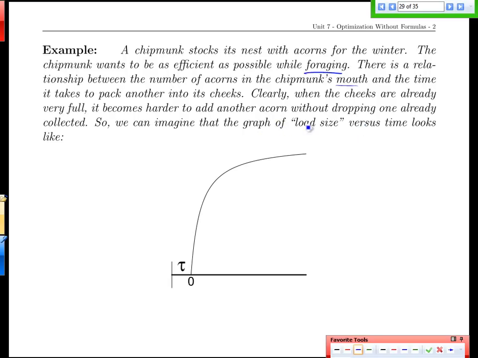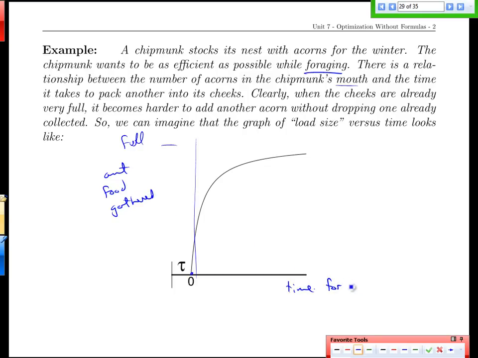So if you imagine stuffing your own face full of peanuts or crackers, you can imagine that your mouth gets full after a certain amount of time. And this would show up on a graph as the amount of food gathered versus time.